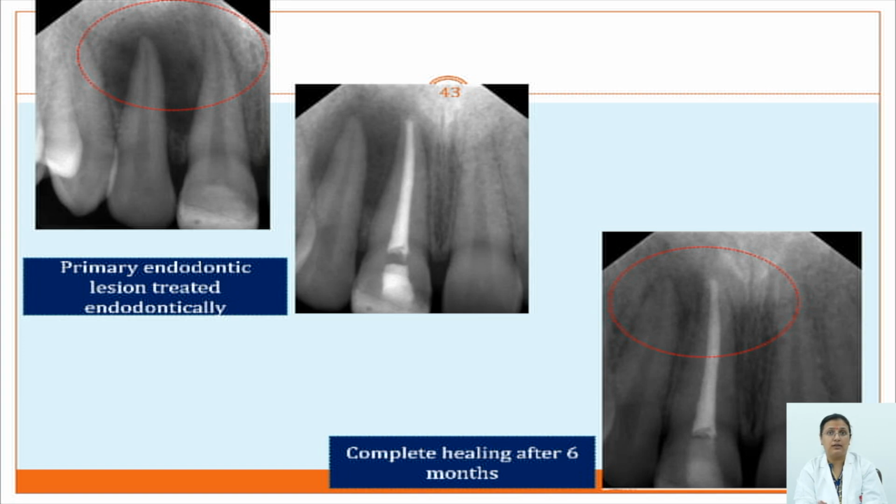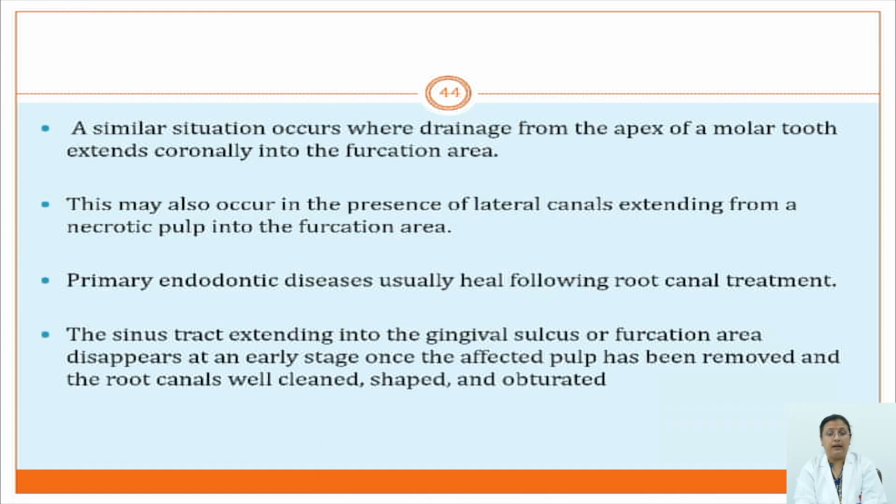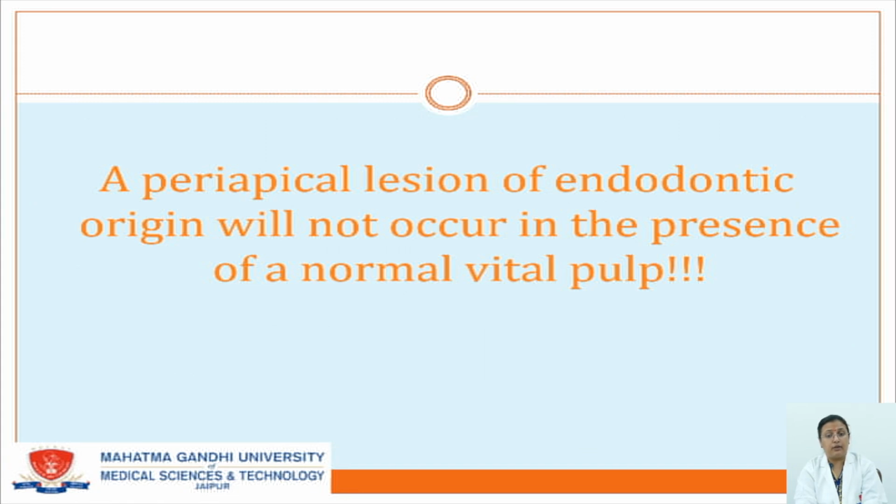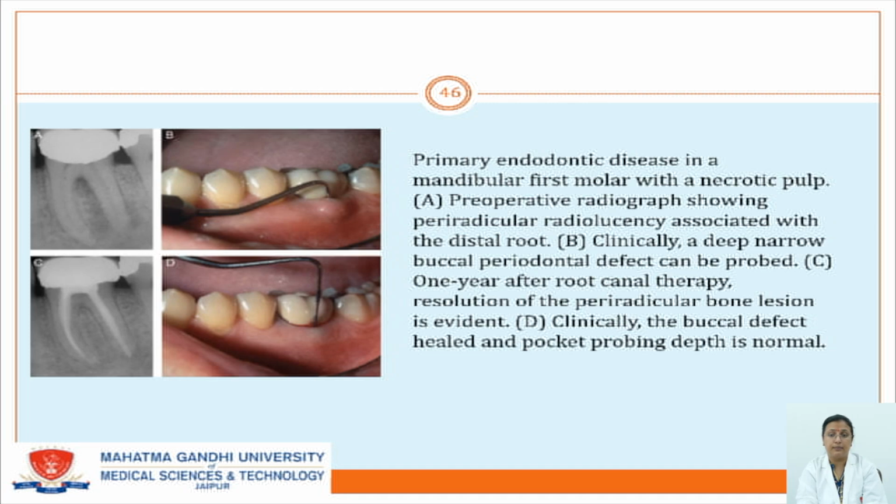So this is primary, caused only by the non-vital pulp. A periapical lesion of endodontic origin will not occur in the presence of a normal vital pulp. So the pulp needs to be non-vital in such cases. That's why the name suggests primary endodontic disease. Similarly, seen in the radiograph, we can see the pocket depth which is narrow. Once it was treated with root canal, as in the third picture, after healing, the probe was not able to go inside the pocket. So the buccal defect was healed and pocket probing depth was normal.